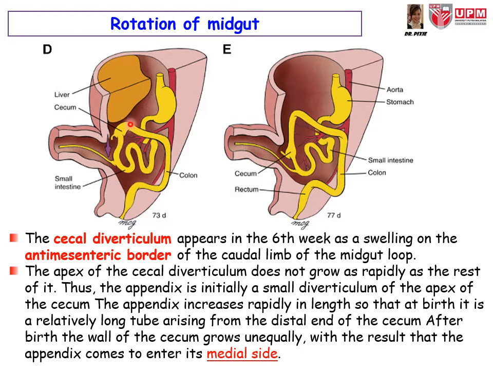And after birth, the wall of the cecum starts to grow unequally, which then pushes the appendix to become located on its medial side.